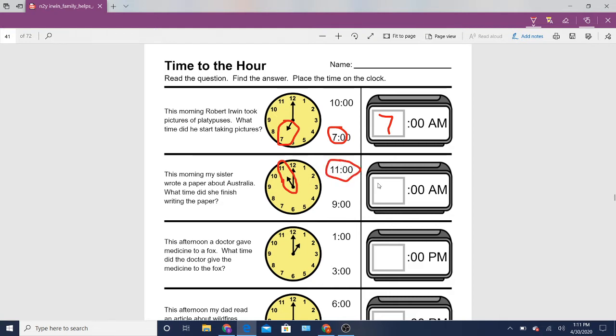So I'm going to circle 11 o'clock, and I'm going to write in the 11. They already have, this is called a colon, and the 2 zeros. Remember, the 2 zeros are because the big hand is at the 12.